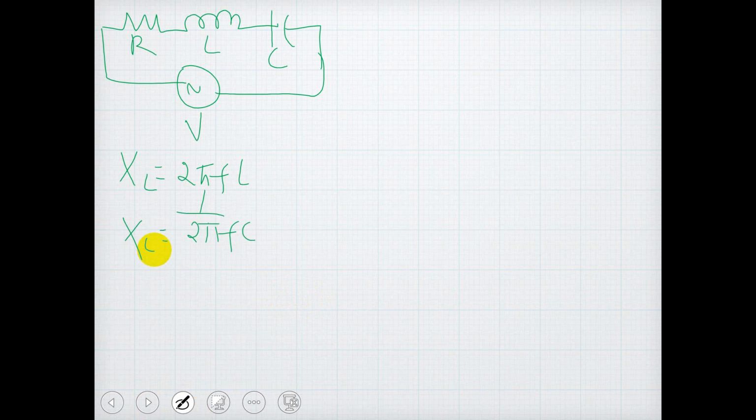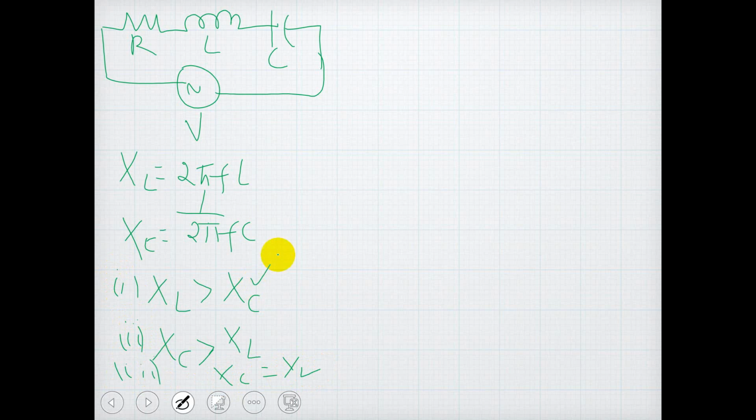Now we can say XL can be greater than XC, or XC can be greater than XL, or it can be XC is equal to XL. So three conditions we need to deal with. So this is the second and this will be the third. So when you take XL greater than XC, that is the first case.